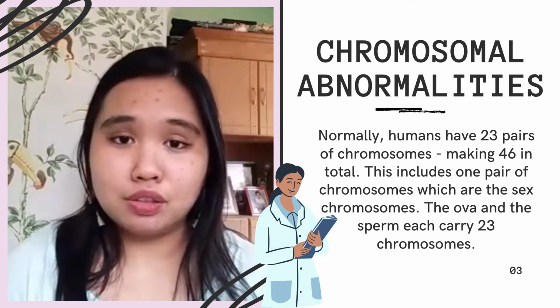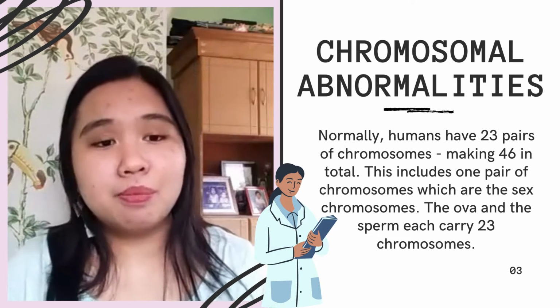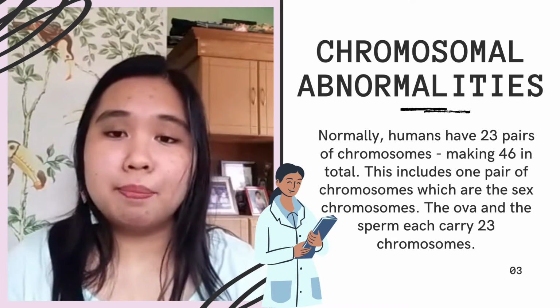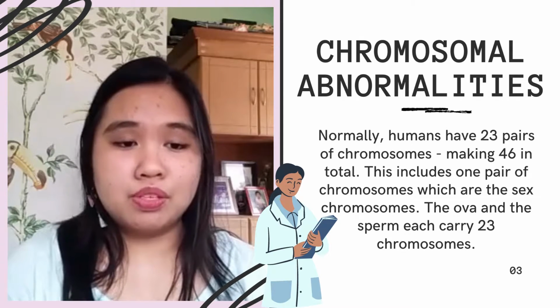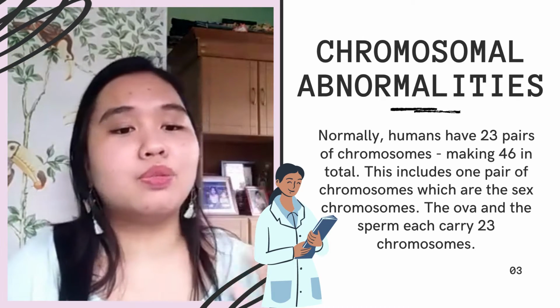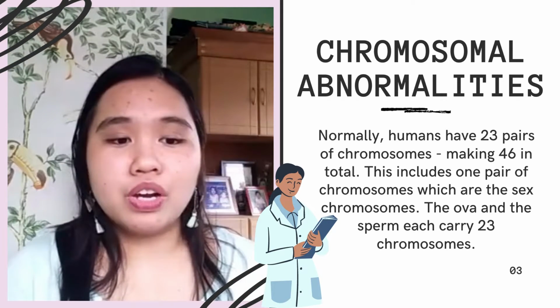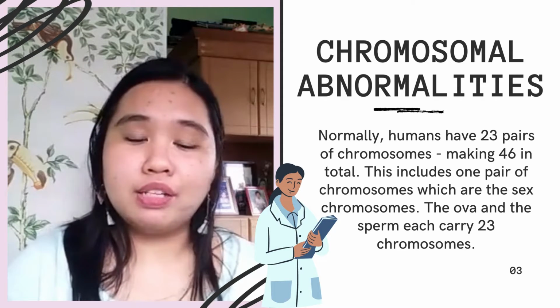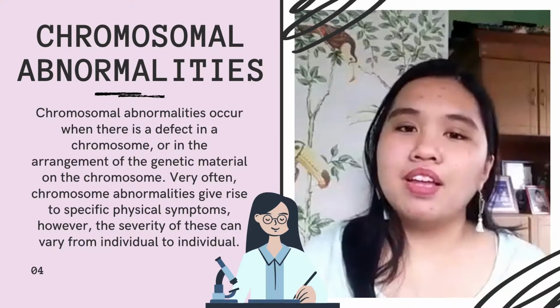First, let us have an introduction. So, chromosomal abnormalities. Normally, humans have 23 pairs of chromosomes, making 46 in total. This includes one pair of chromosomes, which are the sex chromosomes. The ova and the sperm each carry 23 chromosomes.